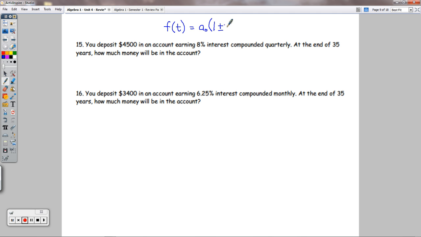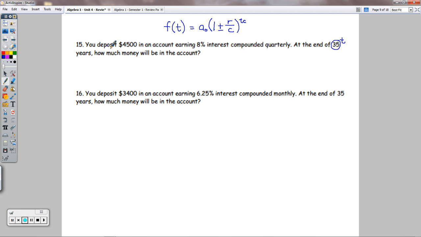But 1 plus or minus r over c, and then to the t times c, or to the tc power. I had said A1 if this is the first year that you're watching this and I'm using this video, but A0 is technically what we should have there. A0 just represents initial value. So our initial value here is 4,500, and this is saying at the end of 35 years.